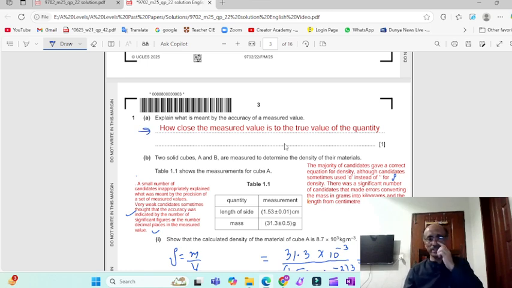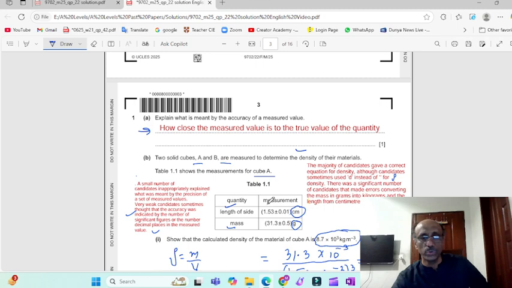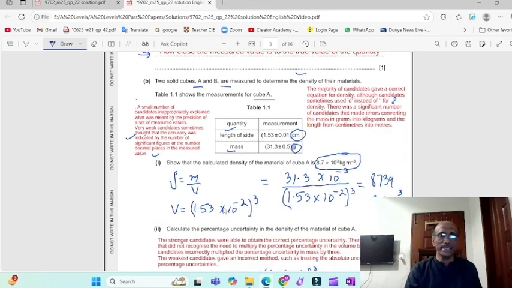Then the next question is related with calculation. Now two solid cubes A and B are measured, and the densities of the material are given. For cube A, the length is given, and for cube A, the mass is given. Now these quantities are given in centimeter and grams, while in question number 1 part A, the conversion is required in kilogram and meter cube. So show that. Show that is the key word. You have to show your working.